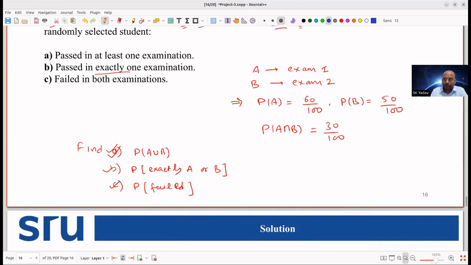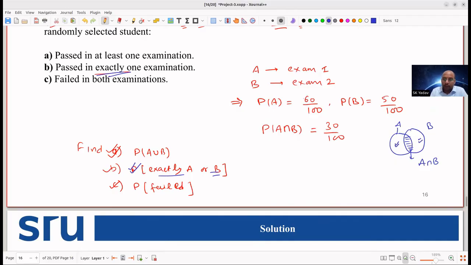You can check out the Venn diagram here. So I have this event A and this event B. This is event A, this is event B. So what is this common region? This is event A intersection B. Now this says probability of exactly A or B, exactly one. That means either A or B, not both.